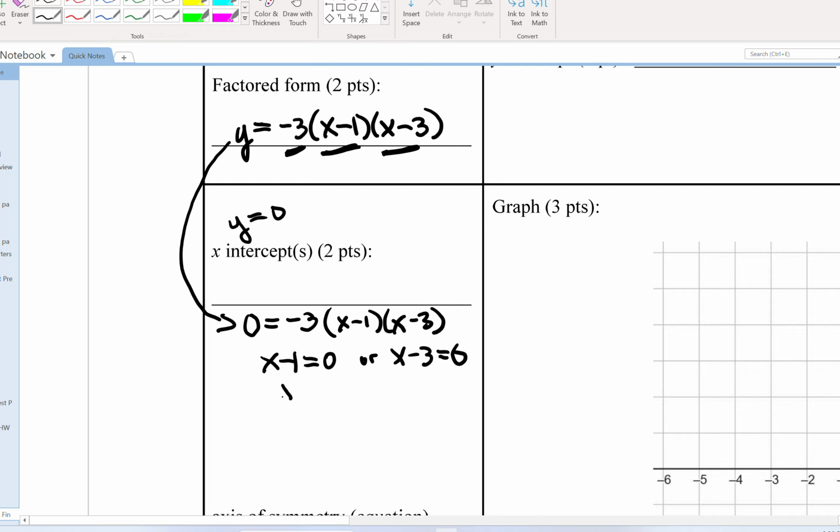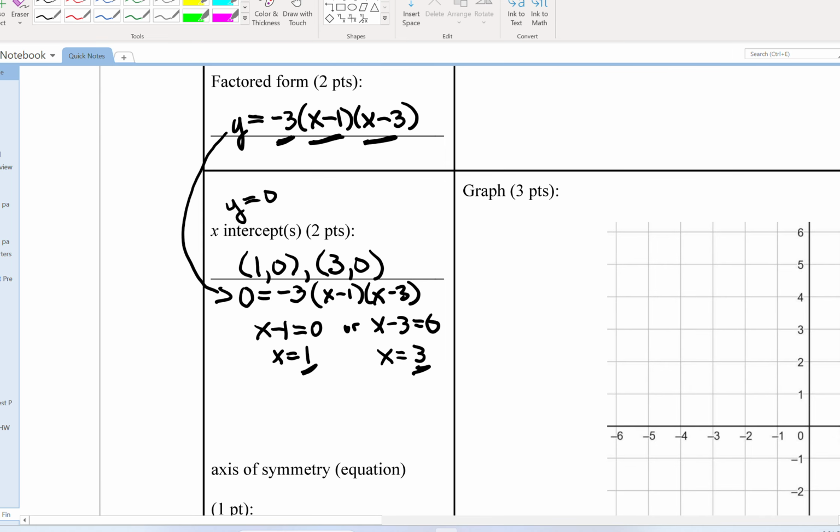And then here, this would imply then that x has to be 1, because 1 minus 1 is 0. And here x must be 3. And so my x-intercepts, I'm going to take those values, 1 and 3, and put them with the corresponding y values where y is 0. So this is 1, 0 is one of my x-intercepts. The other x-intercept is 3, 0.